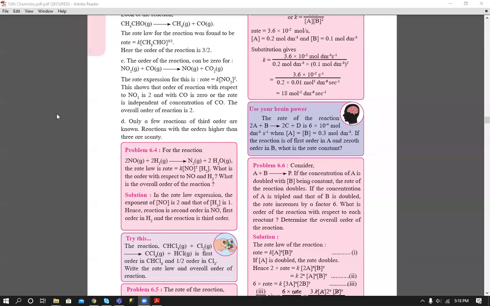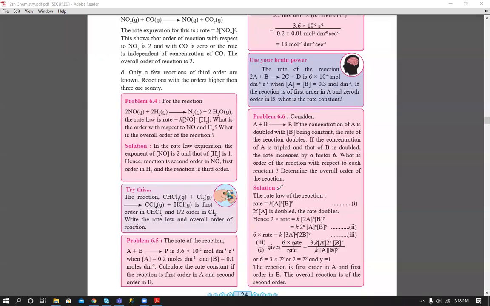In the previous part we determined the powers x and y. Now we have some problems where an additional question asks what the order is. Then we have to find x and y in the same way, and at last add x plus y. This is one of the problems where the rate of reaction doubles if the concentration of A is doubled, and the rate changes if B is tripled.